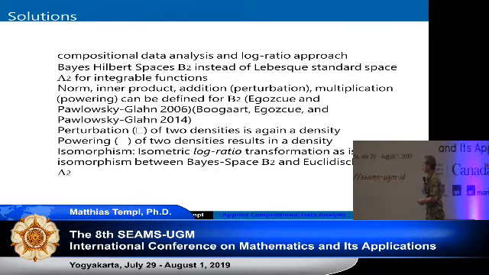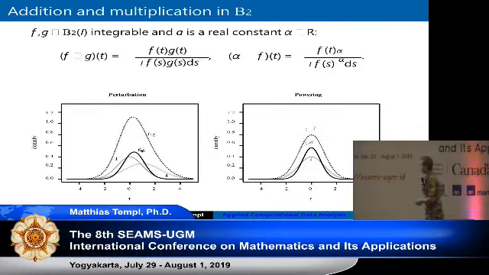So that's the addition and multiplication in the Bayes space.